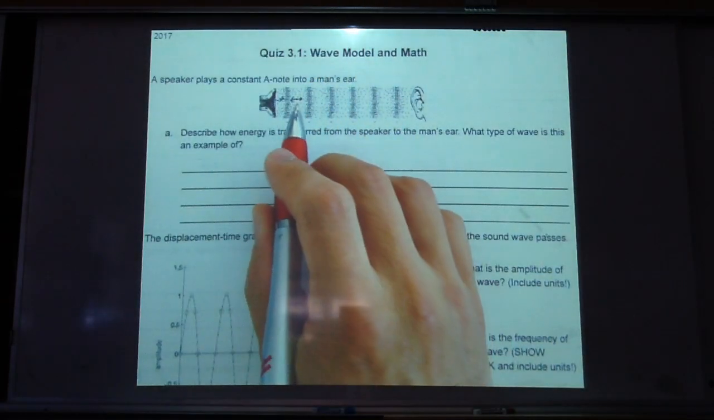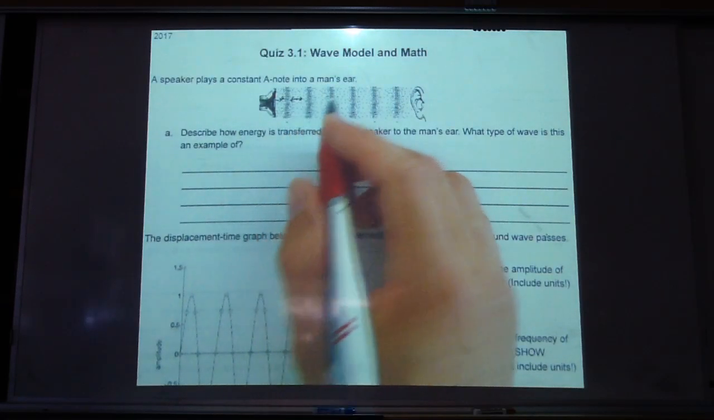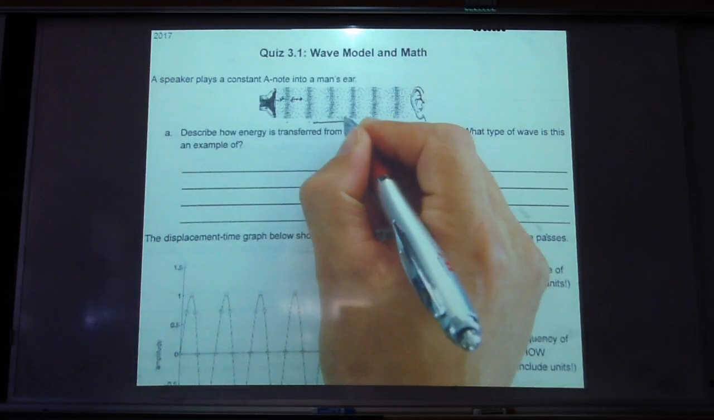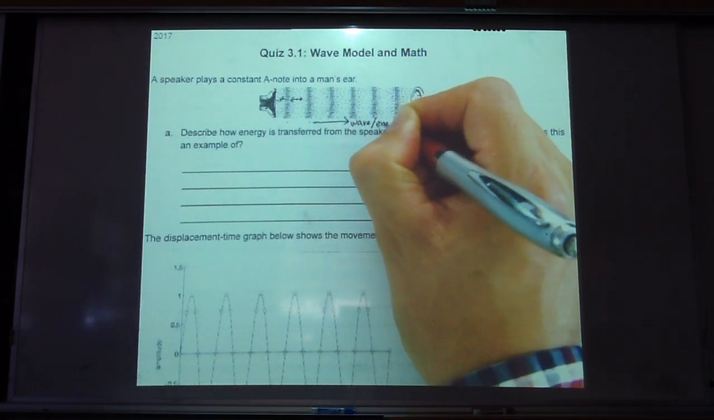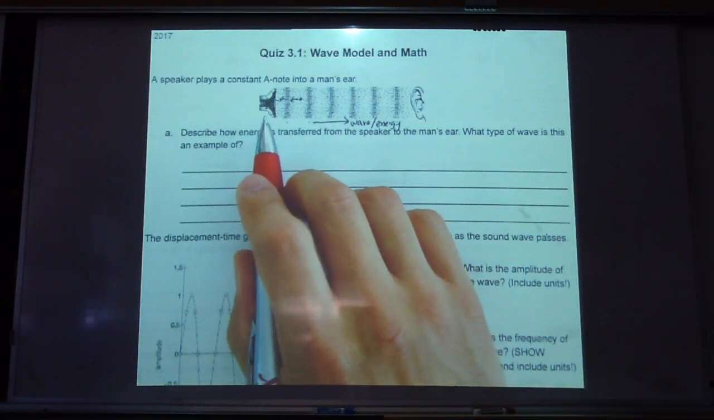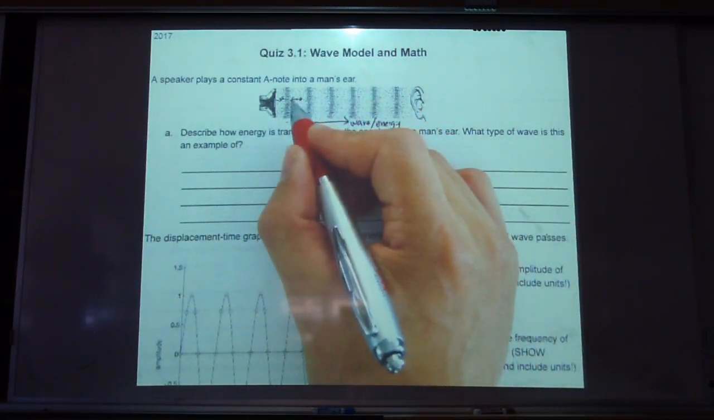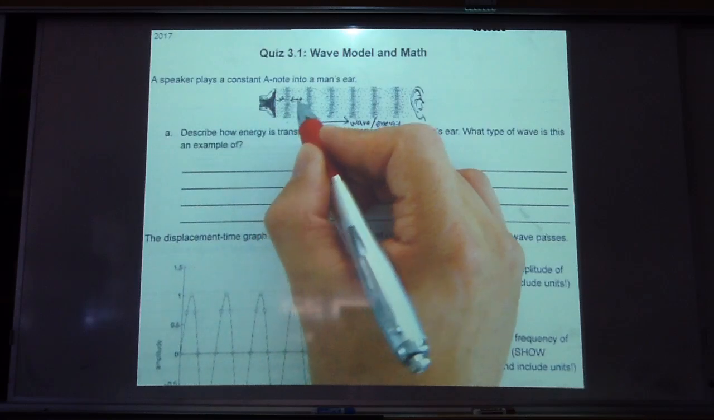Okay, so whenever this air molecule is moving back and forth, it actually sends the wave going this way. So the wave and the energy is of course going from the speaker to the ear, but each molecule is actually just moving forward and back.